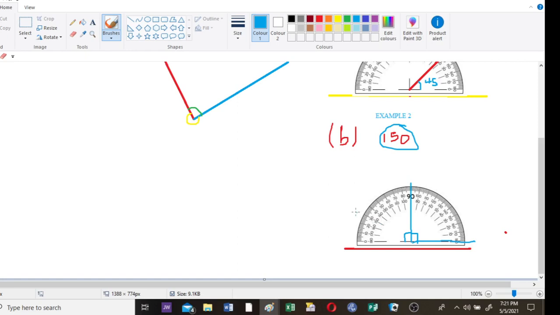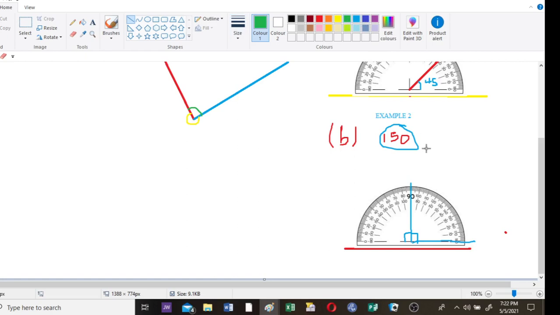Okay, so 150 is here. So you go back from your center there, and if you want, we can do it from this line. The bottom one, or even this one, we assume this is our baseline. Okay, let's use this one. So our angle, we want 150.